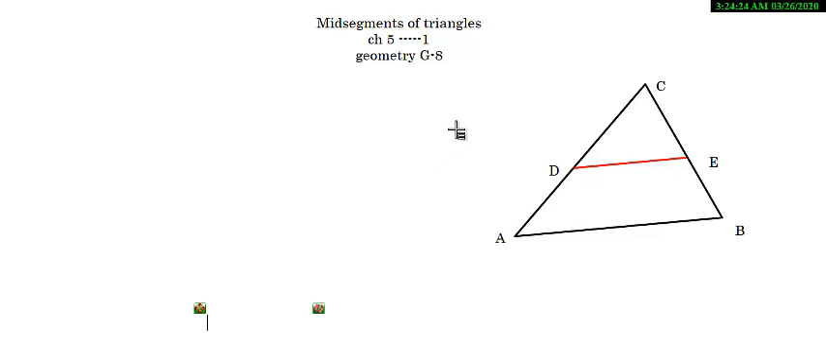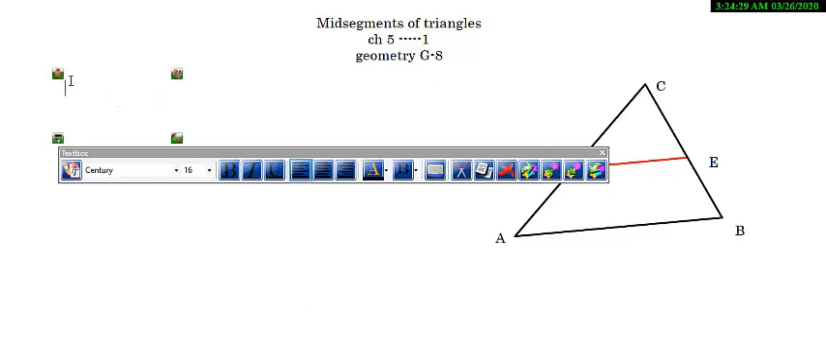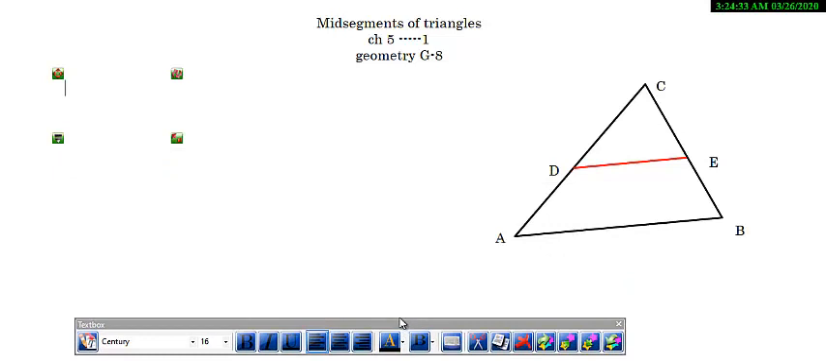So what is the definition of the midsegment? We need to write down the definition of the midsegments first. The midsegment is the segment connecting the midpoints of two sides of the triangle. Again, the definition of the midsegment of a triangle: the segment connecting the midpoints of two sides of the triangle. So I'm gonna write down the midsegment definition.